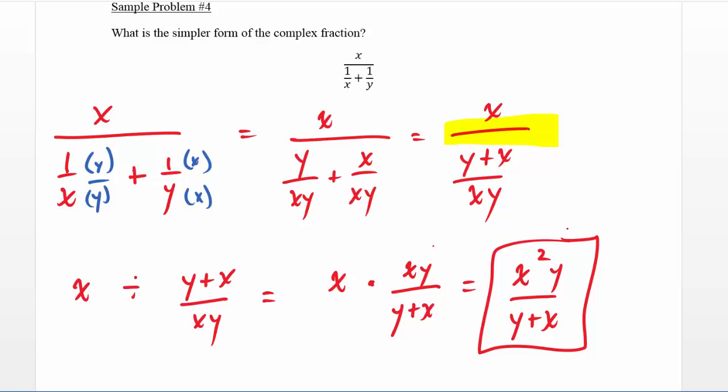All right, so that one was pretty straightforward. Each complex fraction kind of has its own issues that you have to deal with, but if you think of it as two separate problems, I think that you'll come out okay with that one.